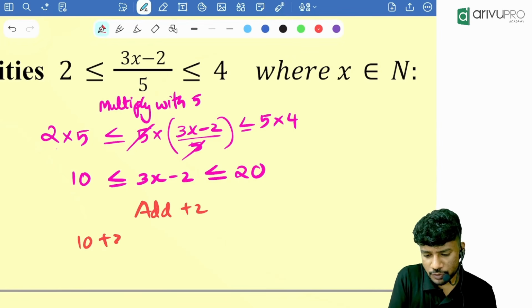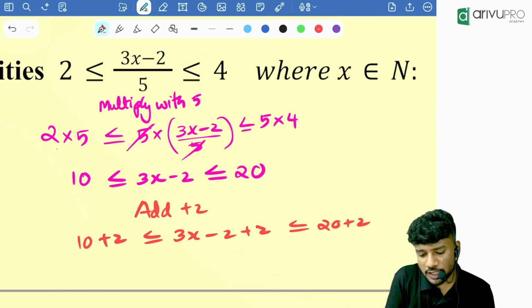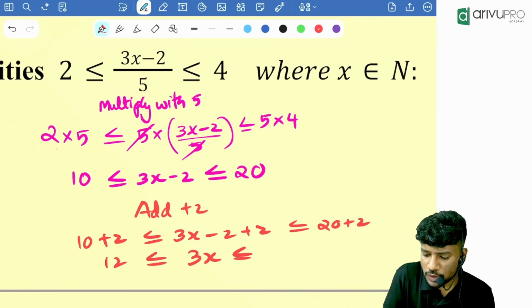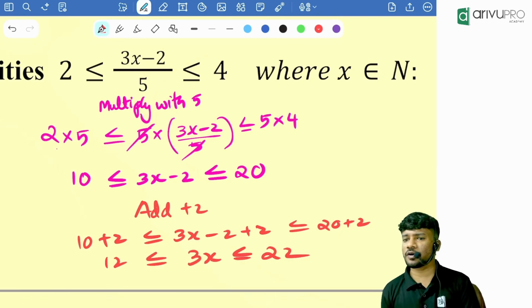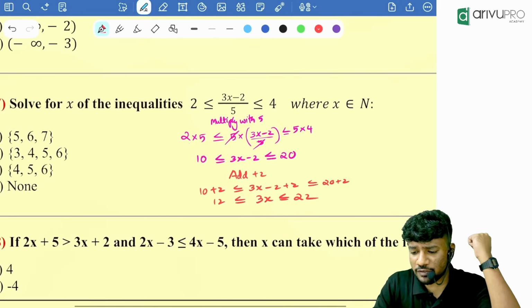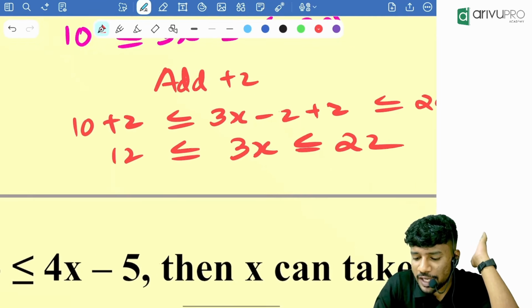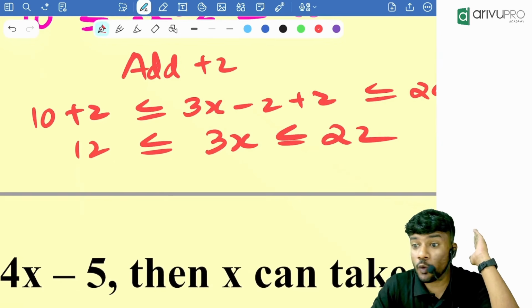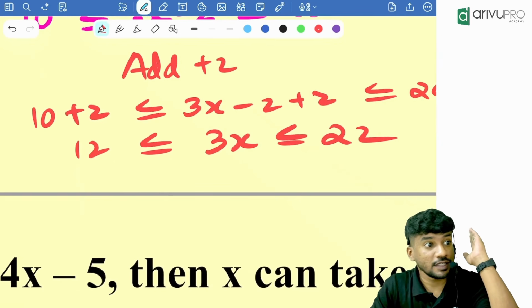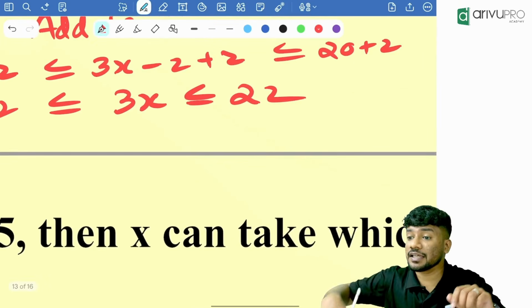So 10 plus 2, then less than or equal to 3x minus 2 plus 2, less than or equal to 20 plus 2. Now 10 plus 2 will become 12, less than or equal to 3x, less than or equal to 22. Till here all the things are fine. Now final question. What do you want, people? We want the possible values of x. How can I find the possible values of x? Who extra is standing along with x? 3 is standing along with x.